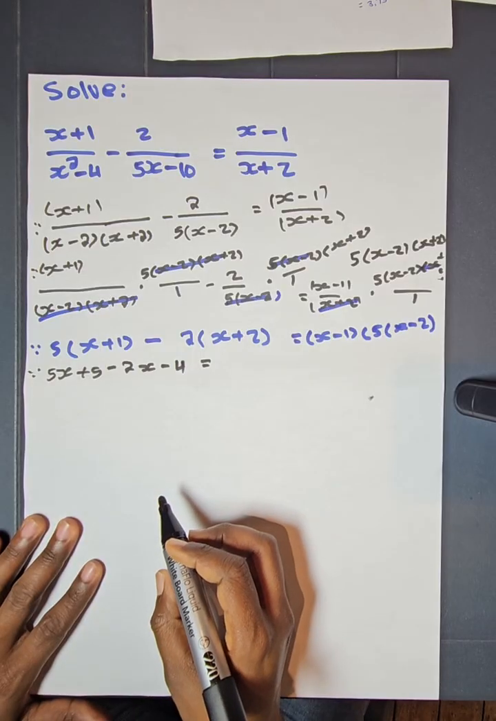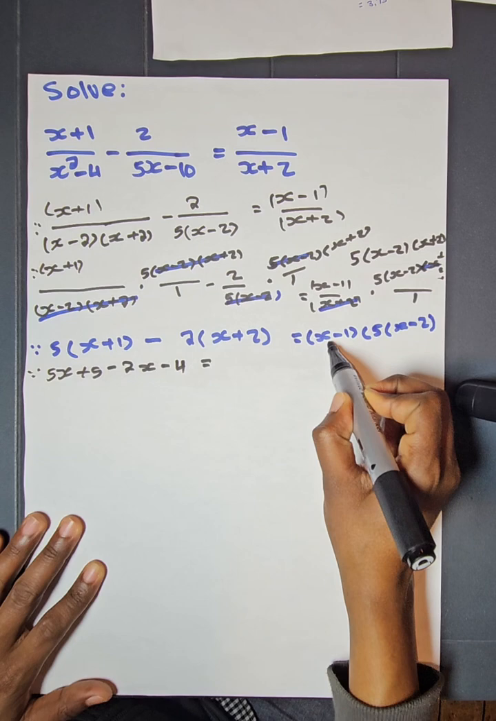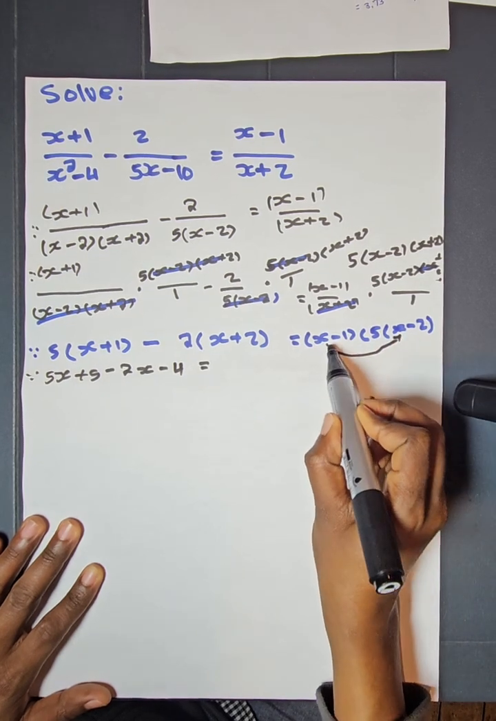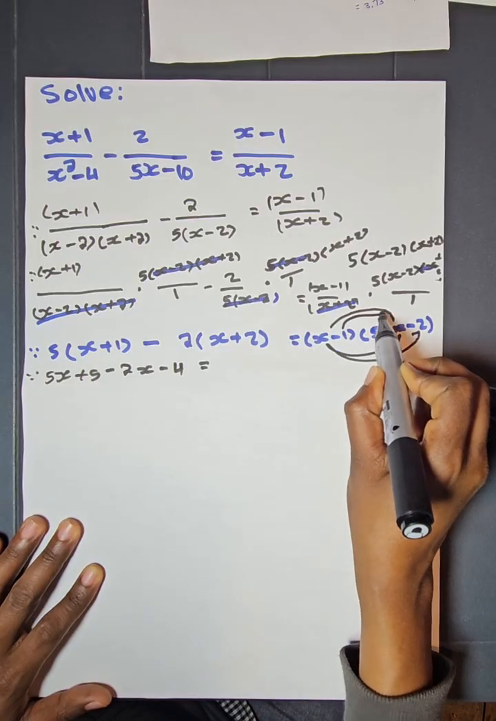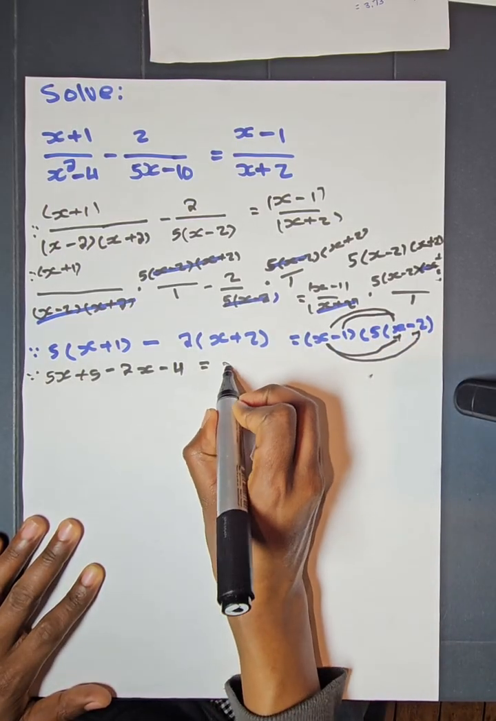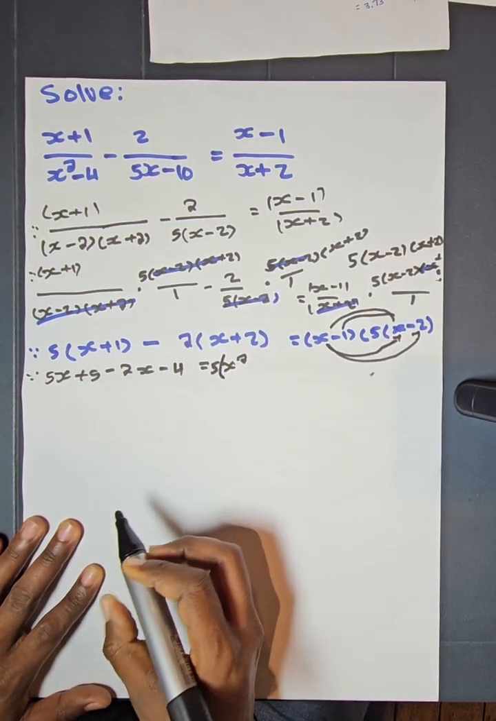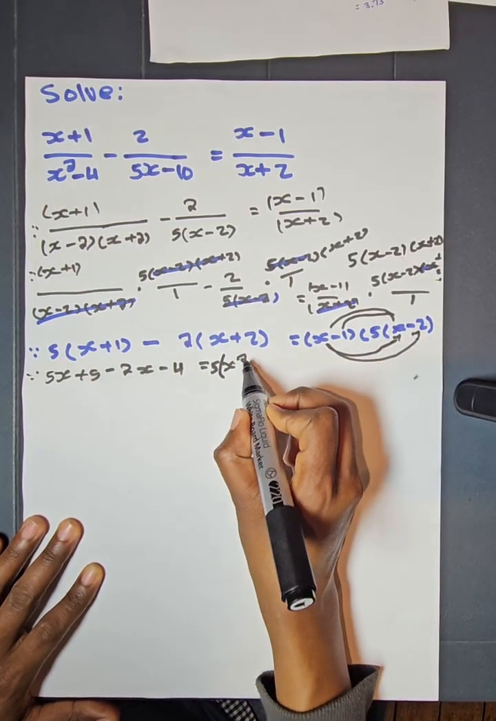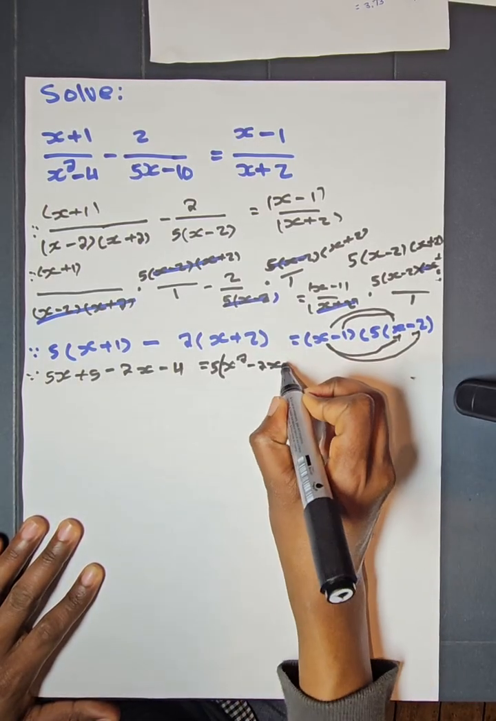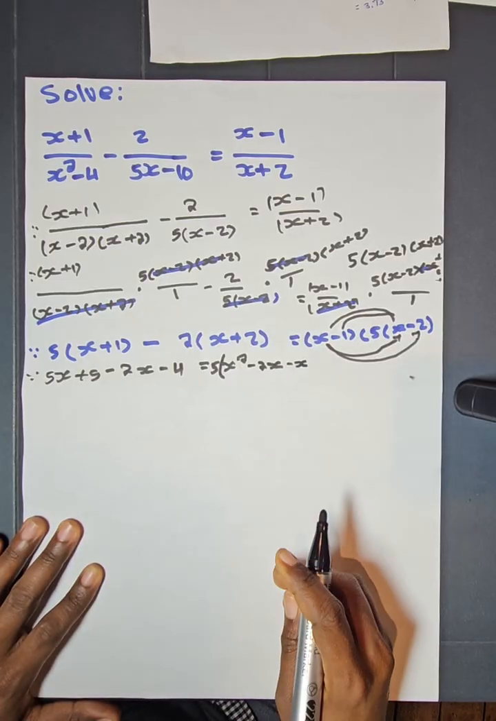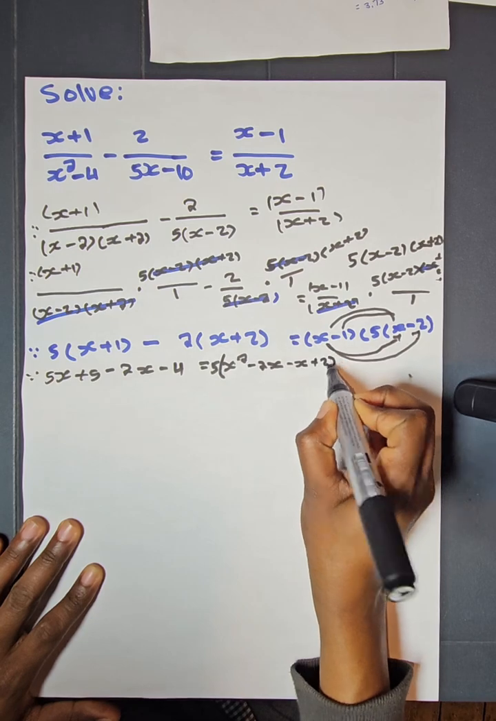Equals. Multiply the two brackets. That means each term in the first bracket must be multiplied by both terms in the second bracket. Well done. So x times x gives me x squared. Outside, we're going to keep the 5. x times minus 2 is minus 2x. Minus 1 times x gives minus x. Minus 1 times minus 2 gives us plus 2.